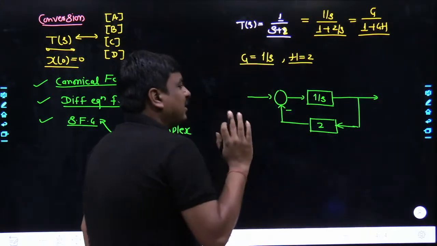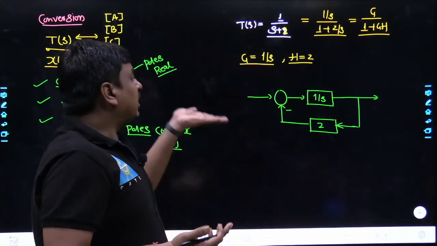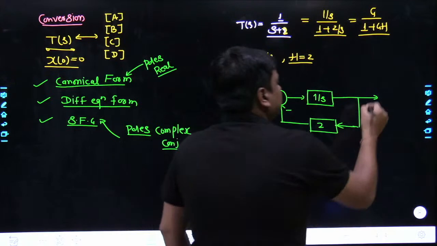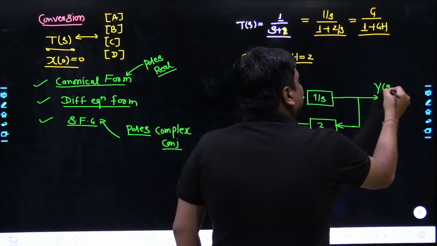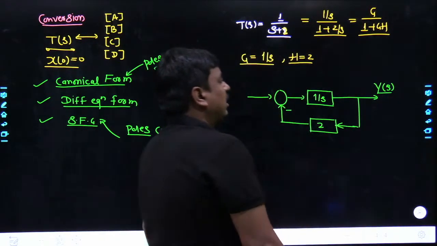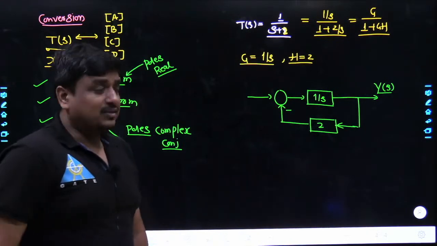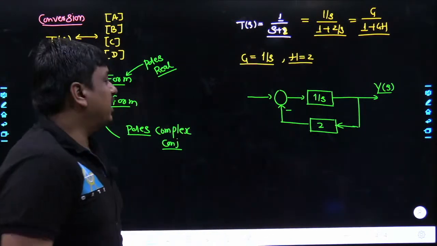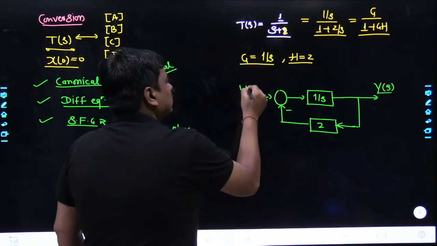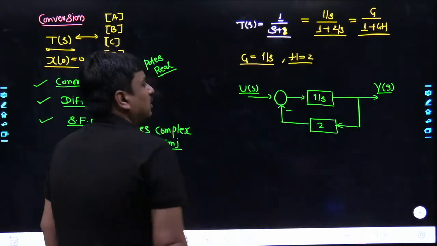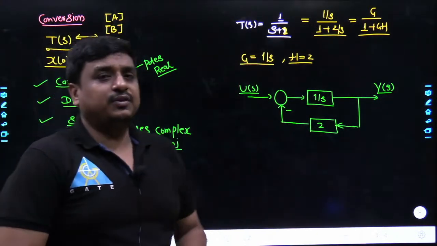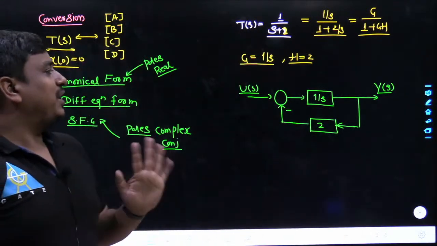But rather than writing it in terms of C and U, I would be writing this as Y of S. Why? Because at least in SSM, the output was referred to as a small y, and similarly, the input was referred to as a small u. So I may write this as U of S, and I may write this as Y of S. Agreed? Till this point, nobody should have any doubt as such.